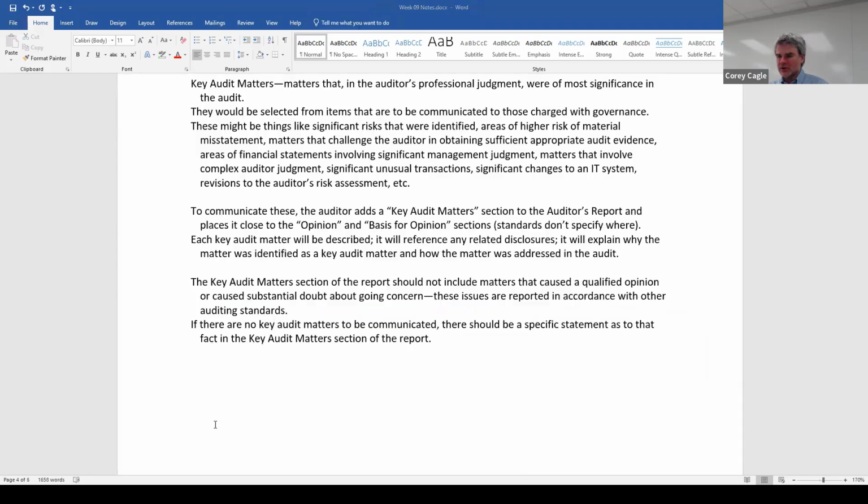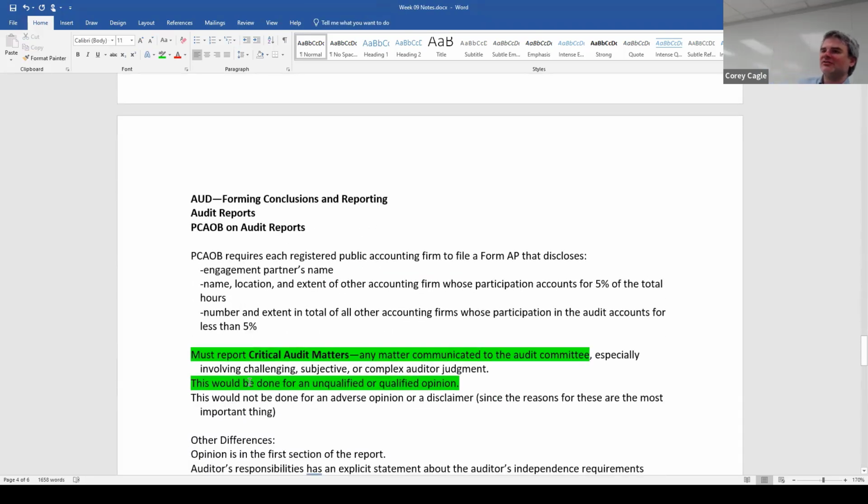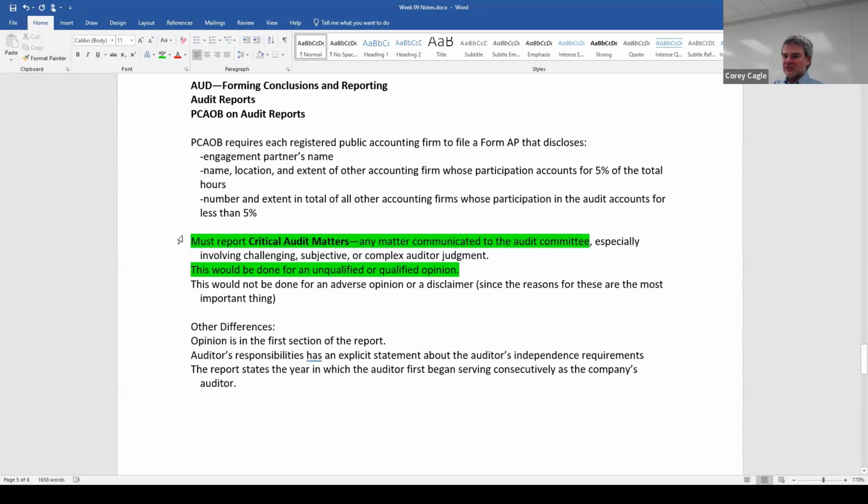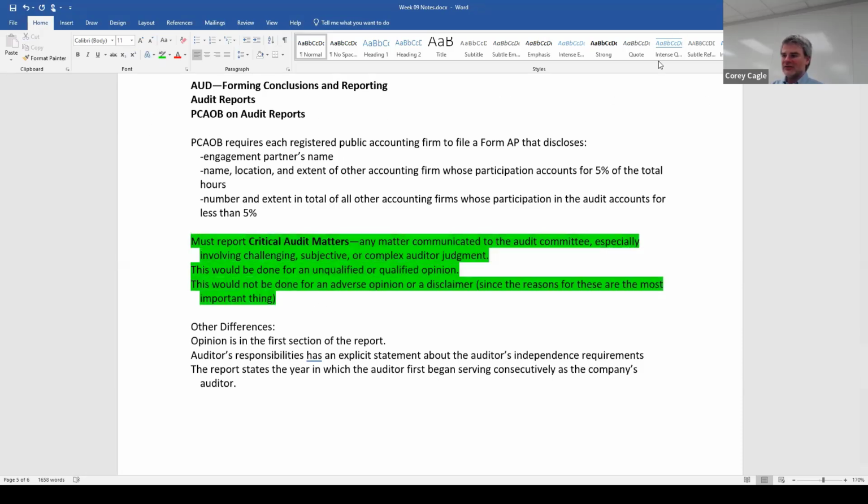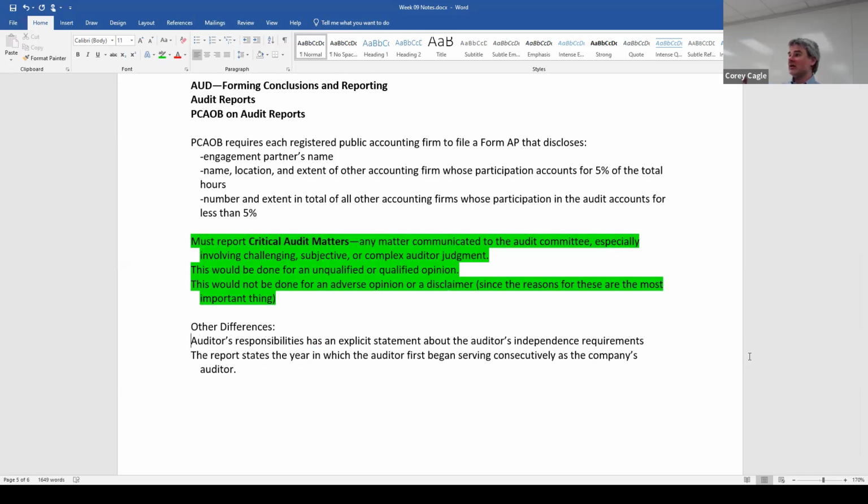PCAOB on audit reports. I always love the PCAOB sections because it's like, okay, let me skim over that and see if there's any quick differences and move along, right? The takeaway from this section is this right here. Everything else is just kind of like, whatever. And this is no longer a difference. I made a note to myself to get rid of that. It used to be. So the PCAOB has kind of already been doing the opinion at the beginning. We just adopted that, or I say we, the AICPA just adopted that. So that's not a difference anymore.